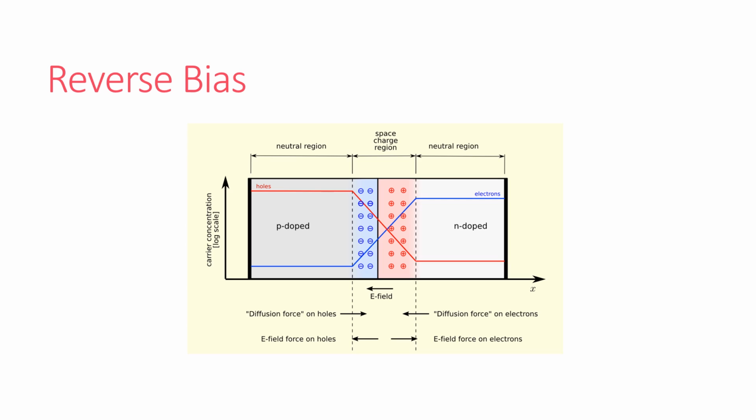Likewise, because the N-type region is connected to the positive terminal, the electrons are pulled away from the junction, with a similar effect. This increases the voltage barrier, causing a high resistance to the flow of the charge carriers, thus allowing minimal electric current to cross the PN junction.